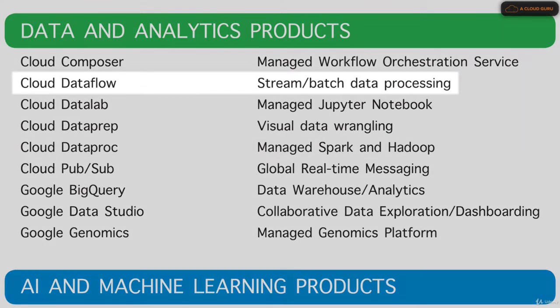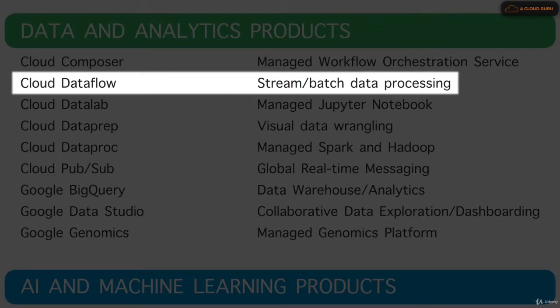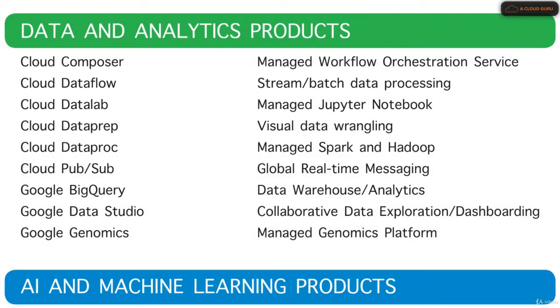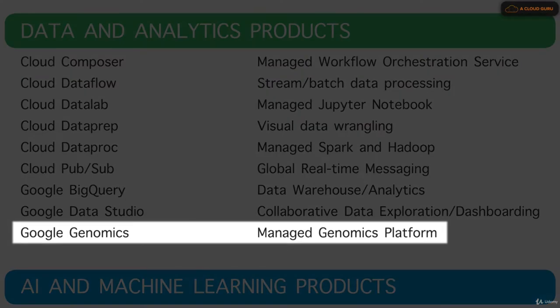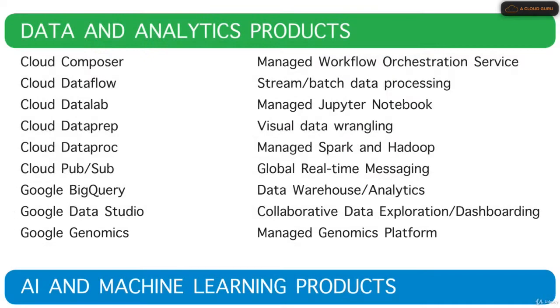Cloud Dataflow also processes large amounts of data, but this is newer and better than Cloud Dataproc, and it handles both stream and batch data processing. The key technology behind Cloud Dataflow is something that Google released as the open source Apache Beam. Now, Google Genomics is very specialized, and it's only really useful if you're working with that kind of medical data. Comparing this to Lego pieces, this is kind of like a helicopter rotor Lego piece.